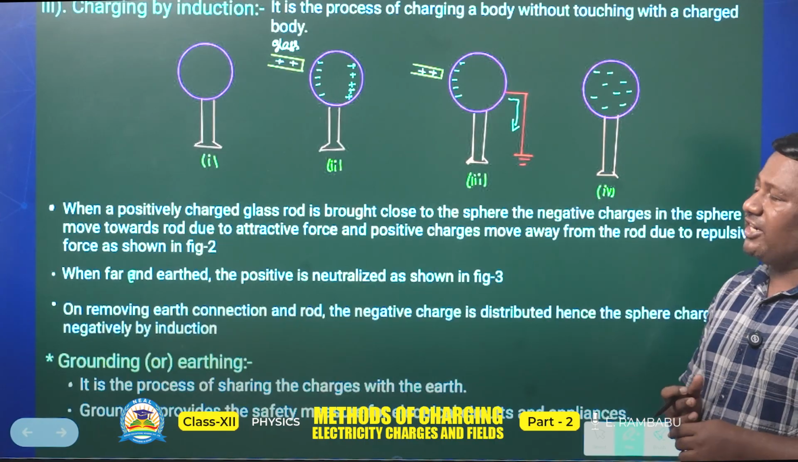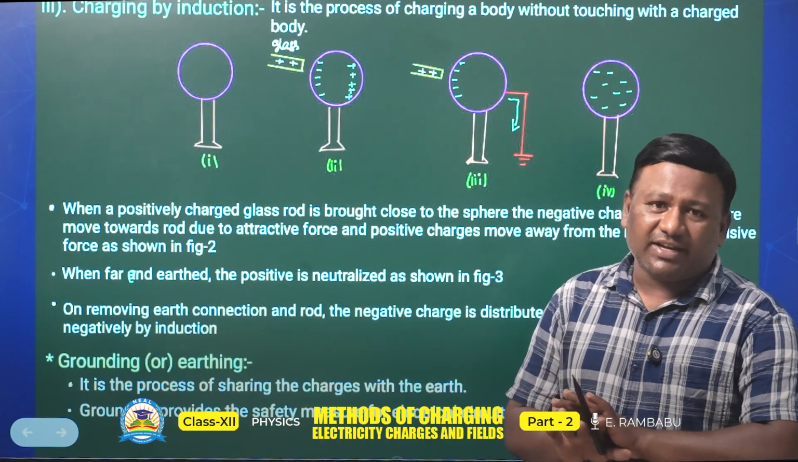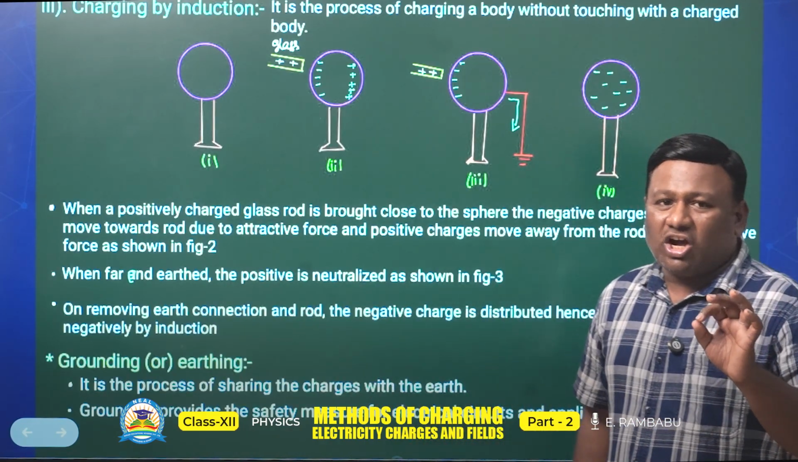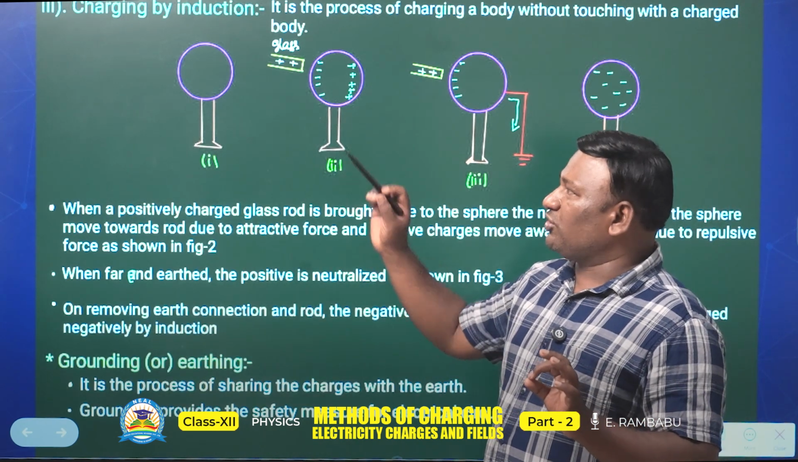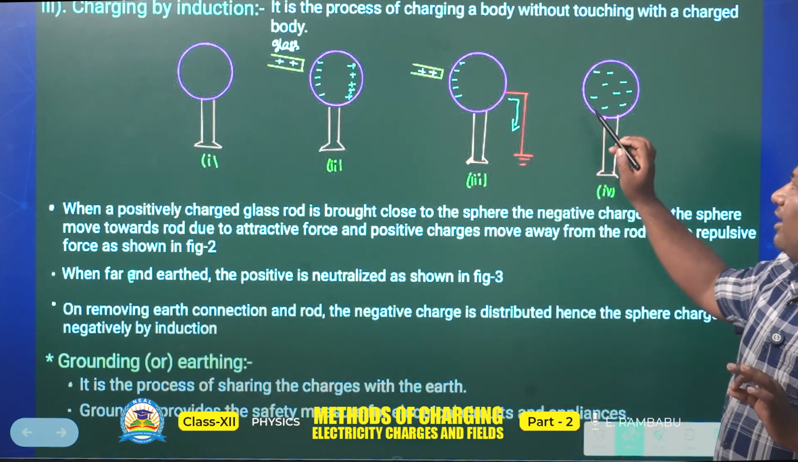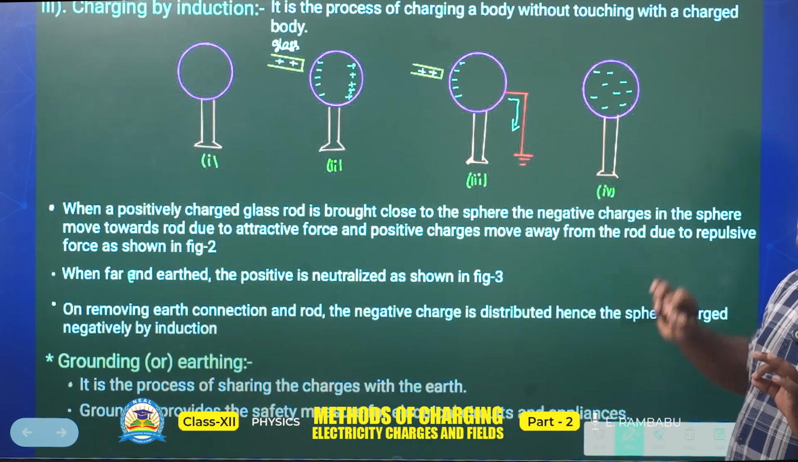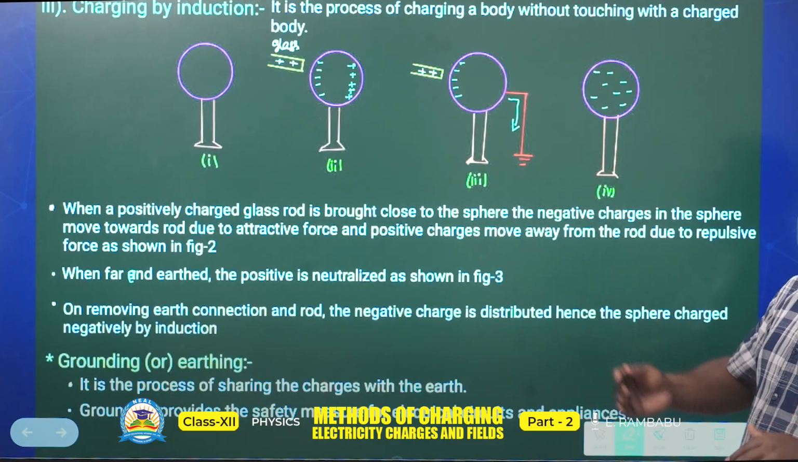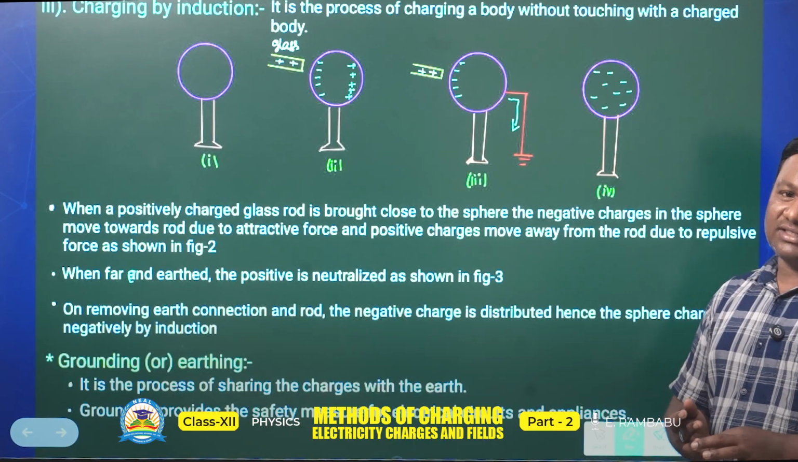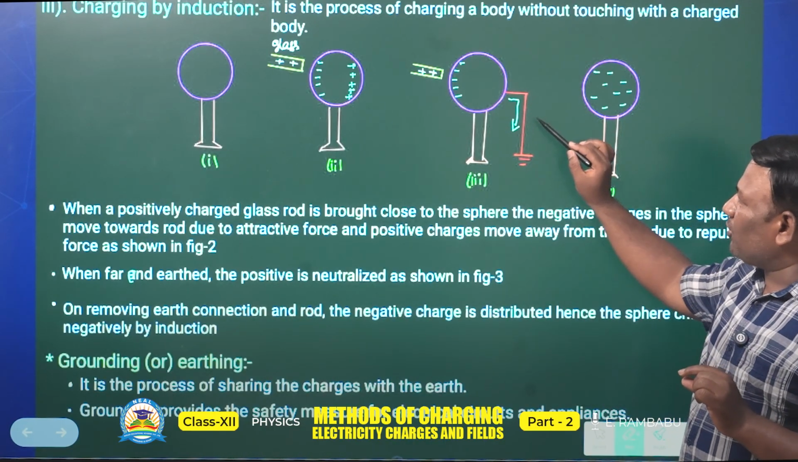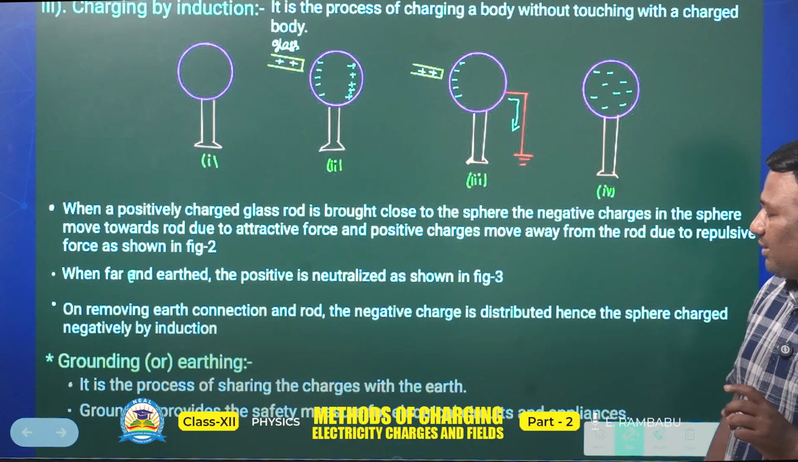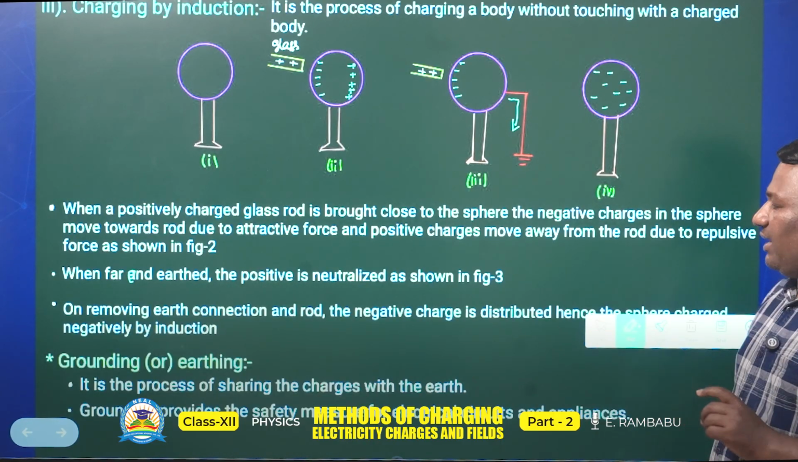And the third method is charging by induction. In this there is no contact between the bodies. A charged body is taken nearer to the uncharged body, then the uncharged body also obtains the opposite charge. So this process is known as charging by induction. In this we are using a new term that is known as grounding or earthing. See, what is grounding or earthing?